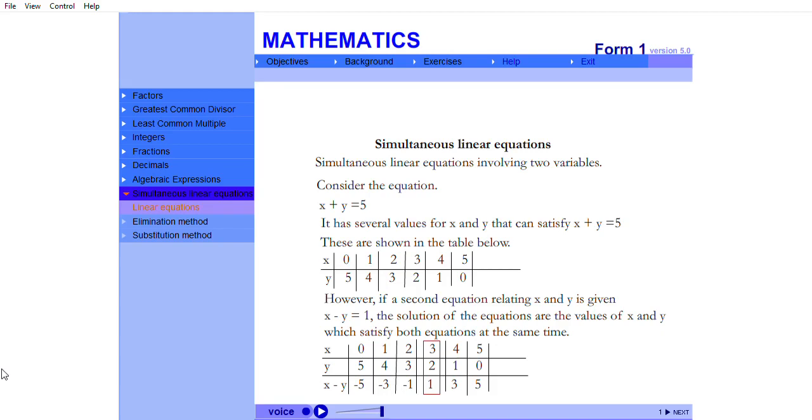Consider the equation x plus y is equal to 5. It has several values for x and y that can satisfy x plus y is equal to 5. The x values are 0, 1, 2, 3, 4, 5. The y values are 5, 4, 3, 2, 1, 0.